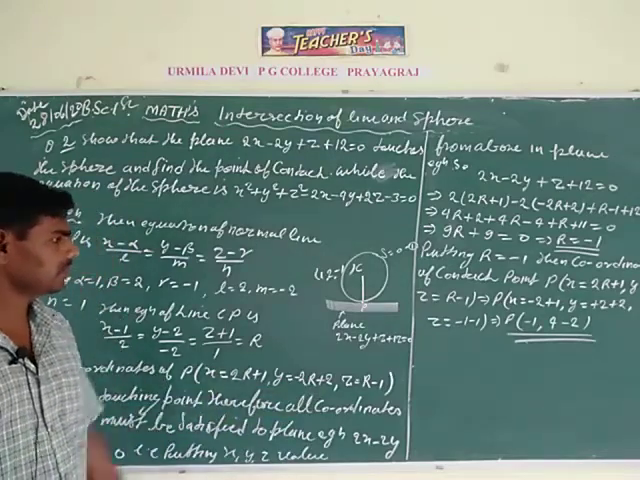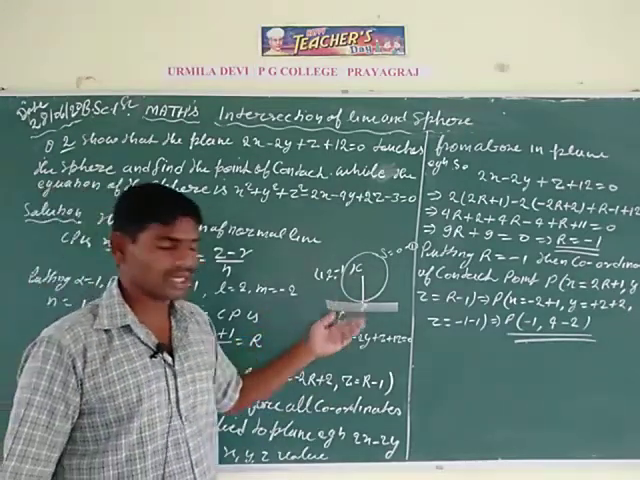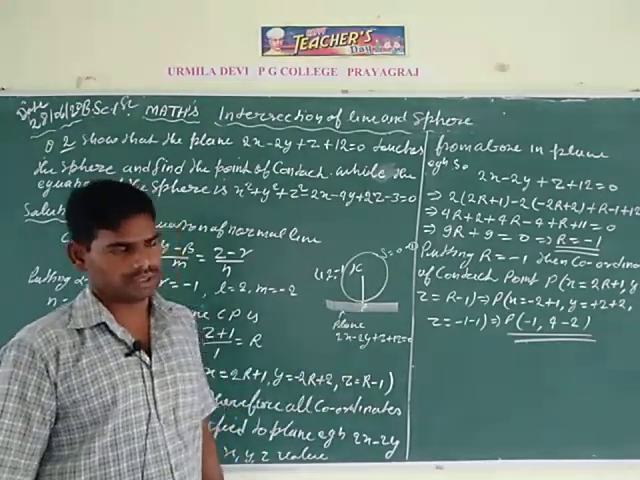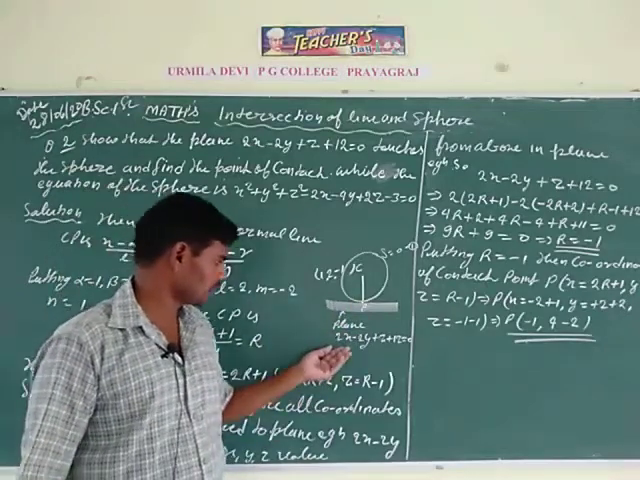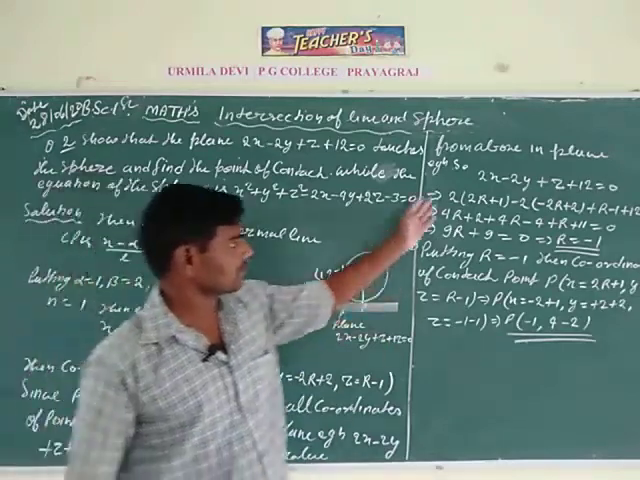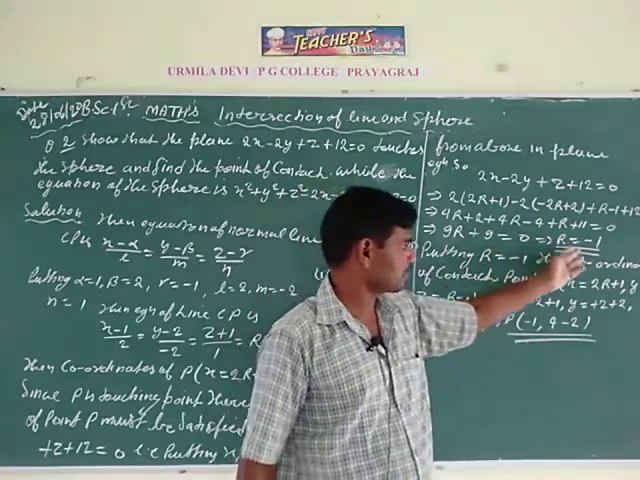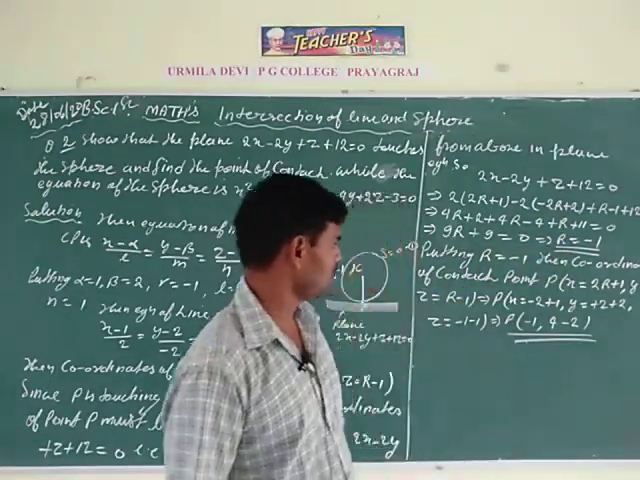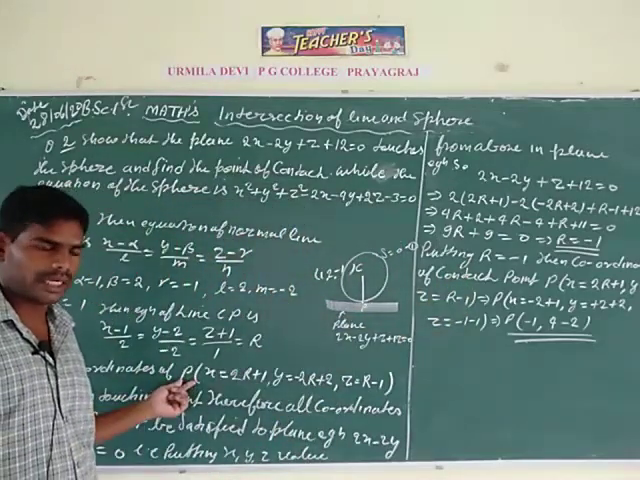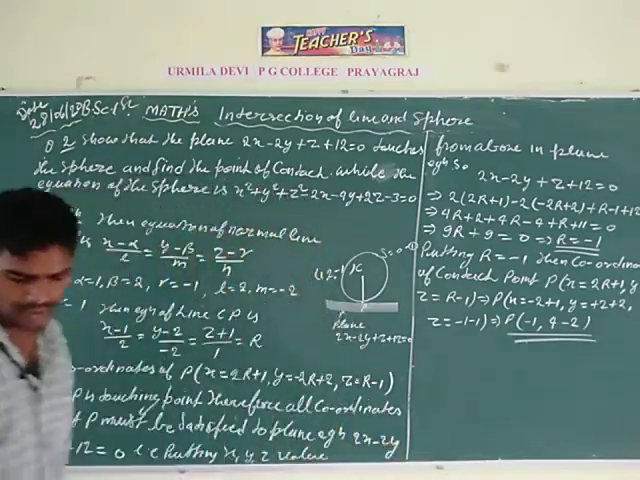Since point capital P must lie on the plane, because the plane touches the sphere, the contact point must satisfy the plane equation and the sphere equation. So P lies on the plane 2x - 2y + z + 12 = 0, and after simplifying, the value of r is equal to -1. Putting the value of r = -1, the contact point P has coordinates (-1, 4, -2), which is the complete solution of this question.